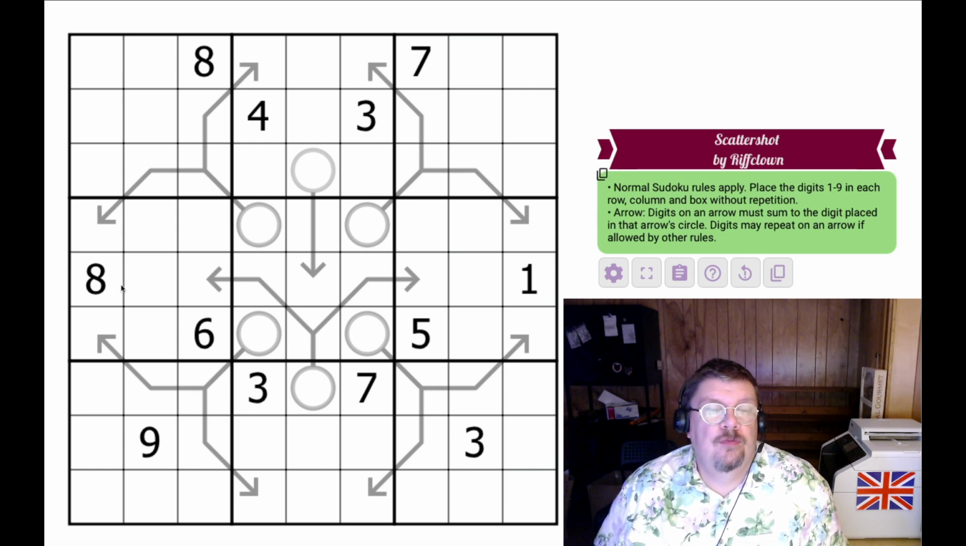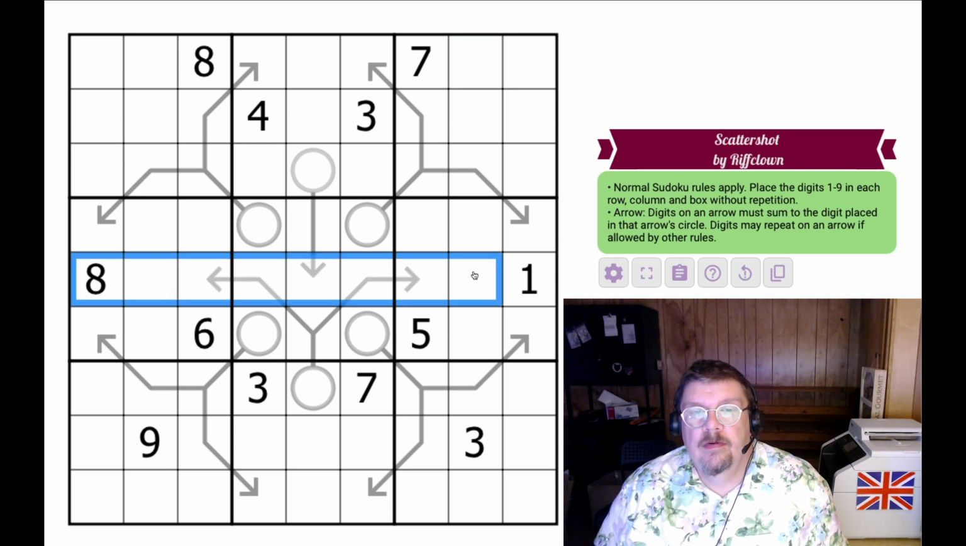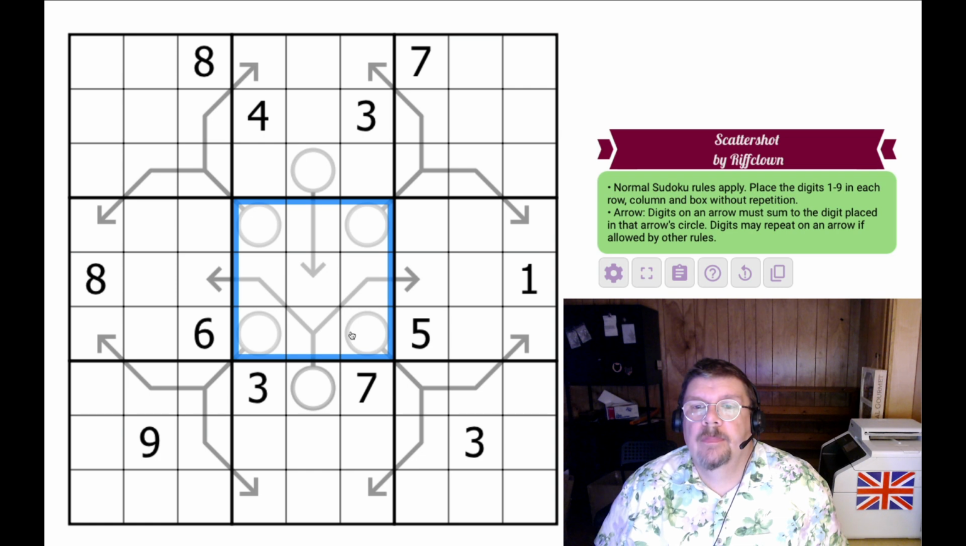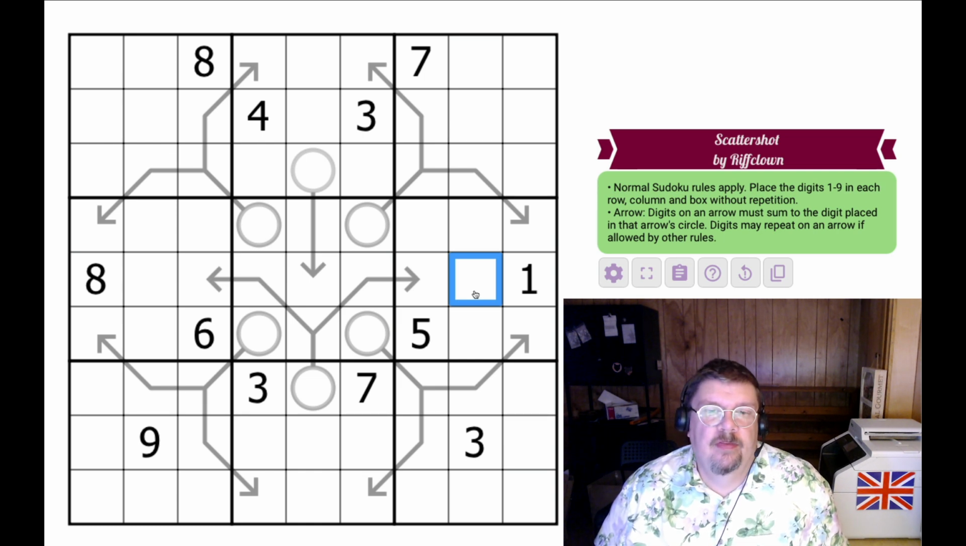Normal Sudoku rules apply, so place the digits 1 to 9 in every row, column, and box without repetition. Arrows. Digits on an arrow must sum to the digit placed in that arrow's circle. Digits may repeat on an arrow if allowed by other rules.